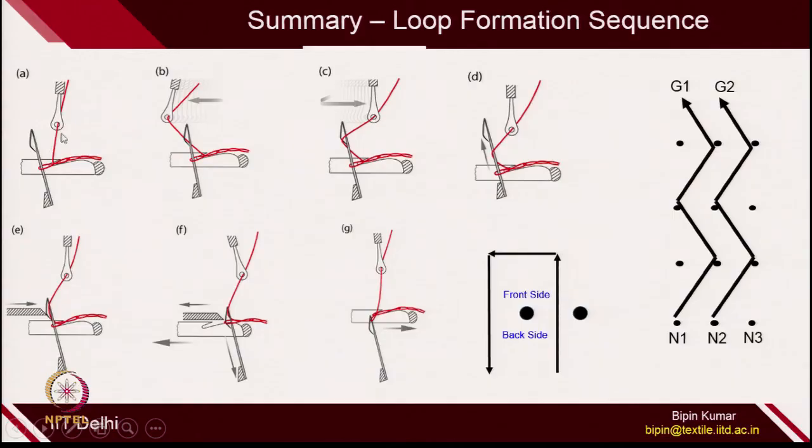So, here you can see the guide is standing here, and the guide can swing from back side to front side, which is shown by the arrow. And after swinging, it feeds the yarn to the needle. For feeding the yarn, it traverses along the needle bar and then it swings back to the original position. So, this is how it provides the yarn.